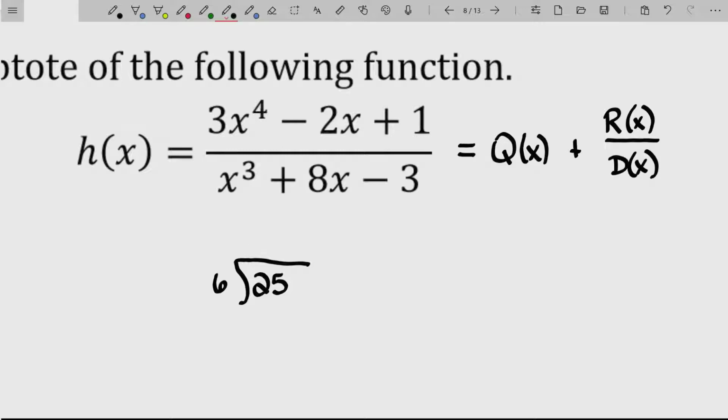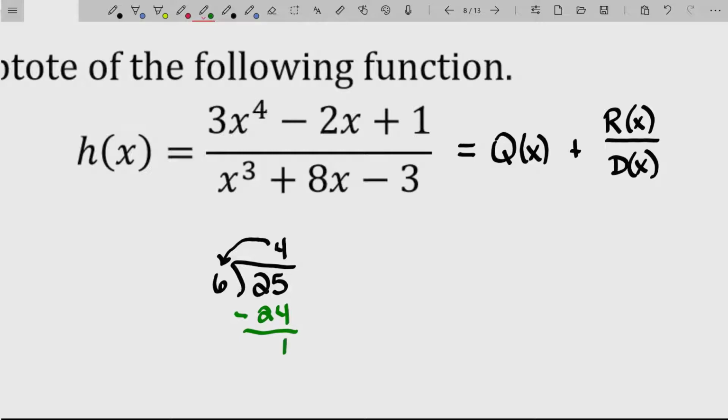So then you scoot over and you say, well, how many times does 6 go into 25? Oh, that's easy. 6 goes into 25 4 times. And then you take that 4 and multiply by 6 and you get 24. And you say, great, I'm going to subtract that. 25 minus 24 is 1.